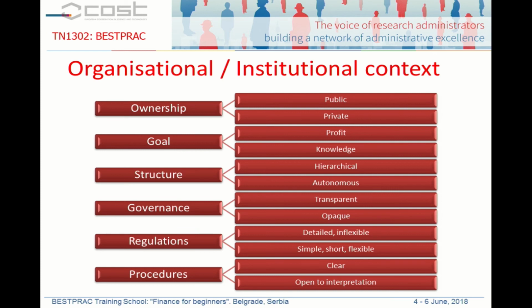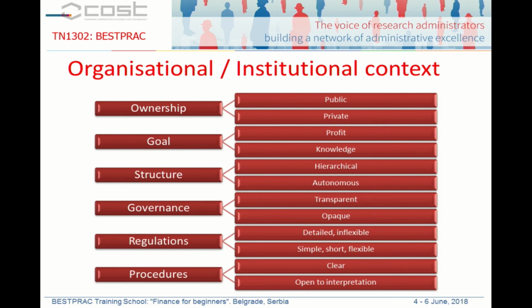Some of the parameters that I believe are relevant in that kind of analysis is their ownership. Are they publicly or privately owned? That's one difference. That has implications for how decisions are made, for instance, and how things operate. It's the goal. Is this a for-profit organization, which is a partner in your consortium, or is it one that is driven by generating knowledge, like a university?